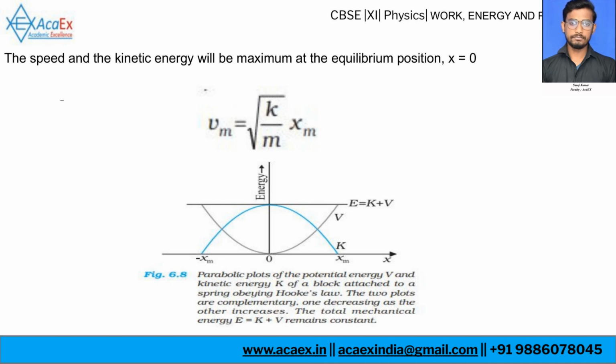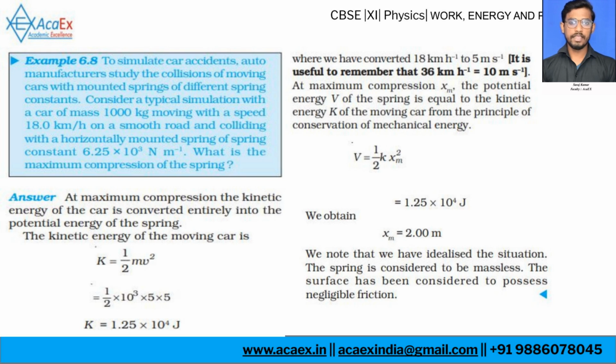Total remains constant. Car and spring: a car of mass 1000 kilograms, speed 18 kilometers per hour, 5 meters per second, collides with a spring, k equals 6.25 times 10 to the power of 3 newtons per meter. Max compression: K equals 1/2 times 1000 times 5 squared, which equals 1.25 times 10 to the power of 4 joules. Half kx squared equals 1.25 times 10 to the power of 4 joules, so x equals 2.00 meters.